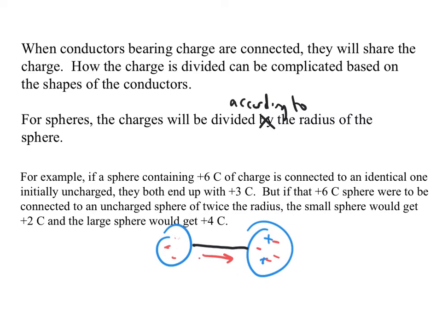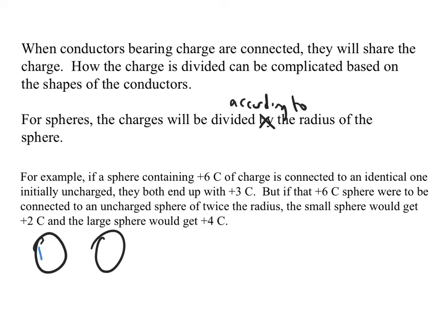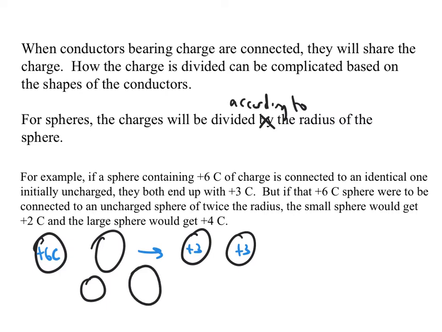As an example, if a sphere containing 6 coulombs of charge, plus 6 coulombs here, is connected to an uncharged identical sphere like this, then they would share that charge equally, so each would get 3 coulombs of charge. On the other hand, if we start with the same 6 coulomb thing and we put it on a twice as large sphere, so plus 6 and that, this would yield not 3 and 3, but 2 and 4, because the twice as large radius would get twice as much charge.